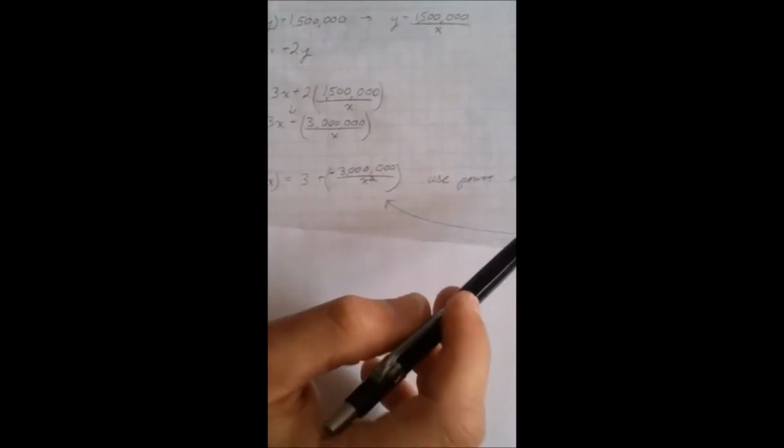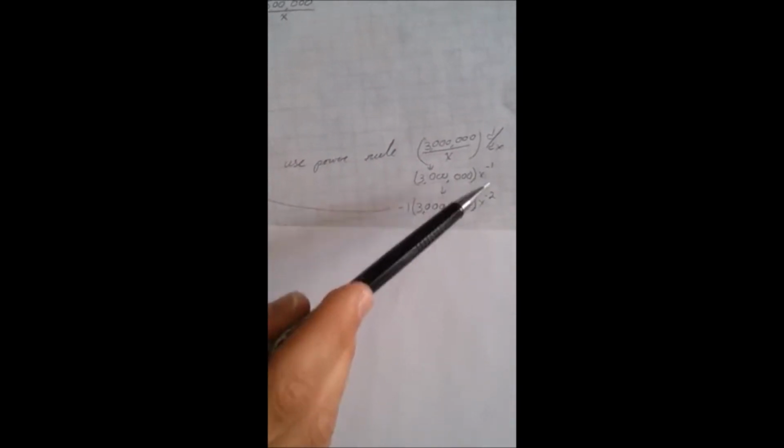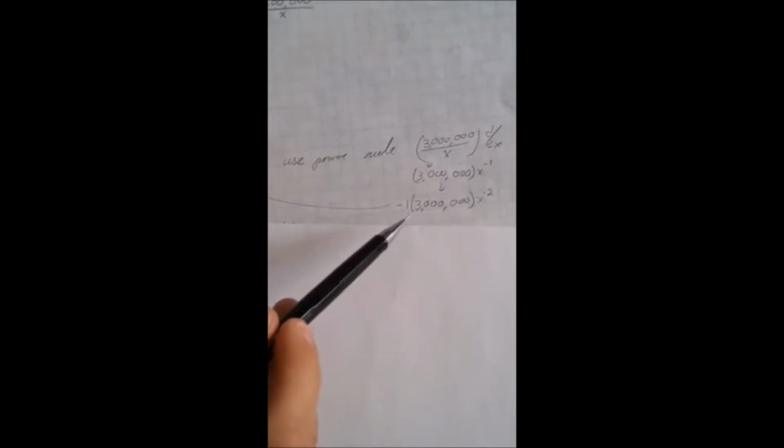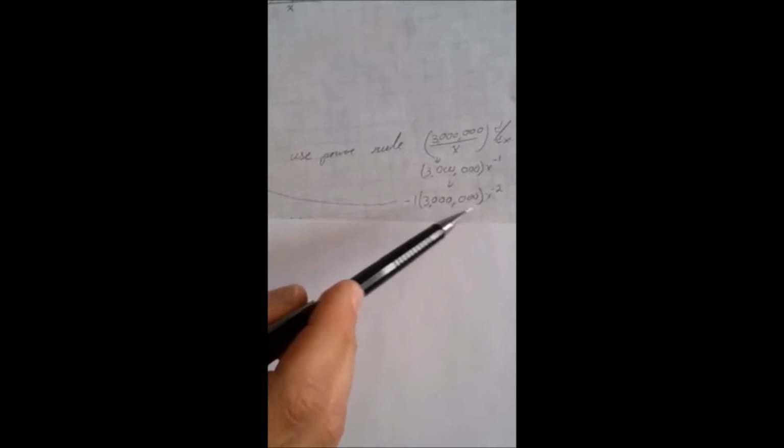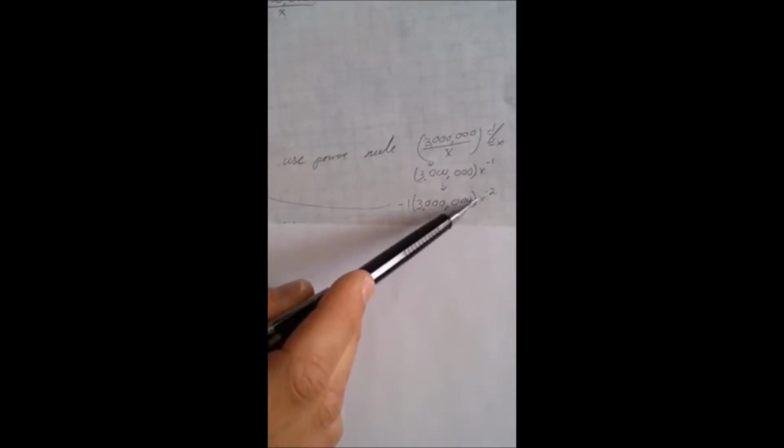with respect to x. So 3x becomes 3, and then we use the power rule on the 3 million over x. Bringing x to the top, we get 3 million times x to the negative 1. Using the power rule, negative 1 times 3 million times x to the negative 2, which would give us 3 plus negative 3 million over x squared.